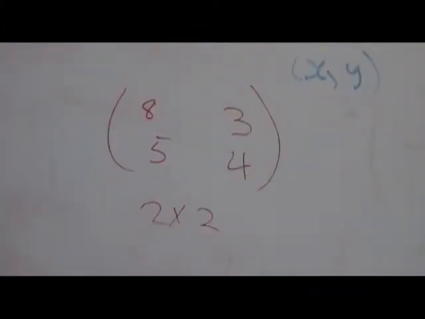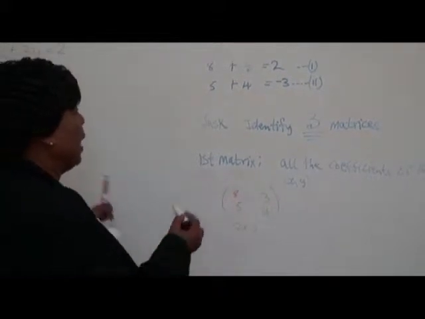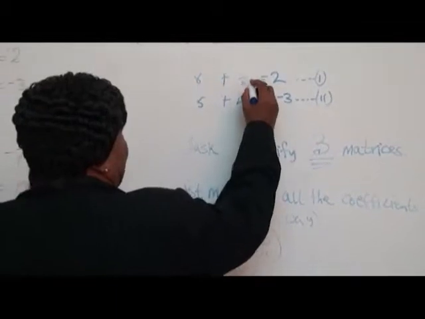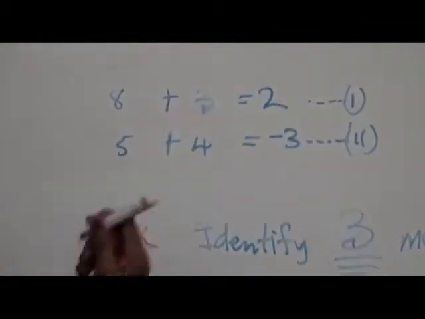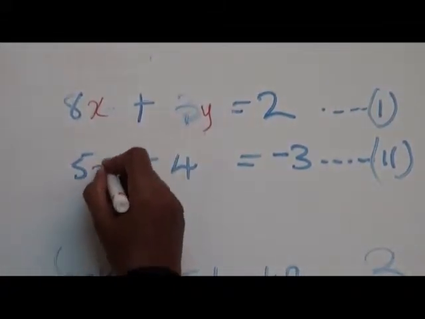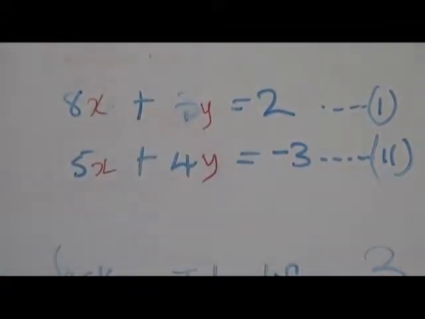So we have a 2 by 2 matrix, and it is made up from the numbers 8, 3, 5, and 4, because we had 8x plus 3y, 5x plus 4y. So when we take out the x's and the y's, we are just left with the numbers 8, 3, 5, and 4. That's the first matrix.